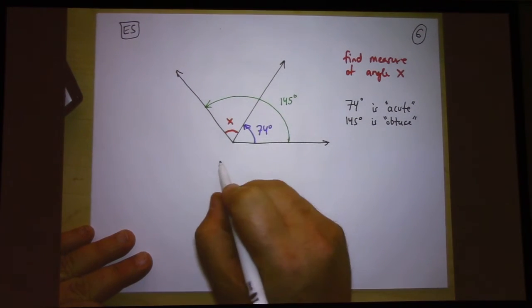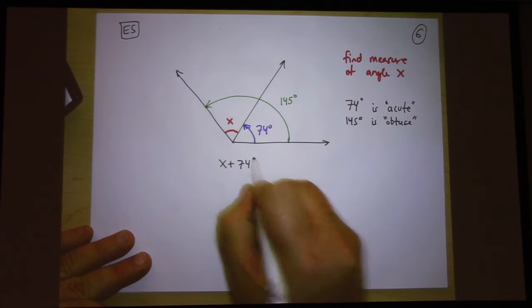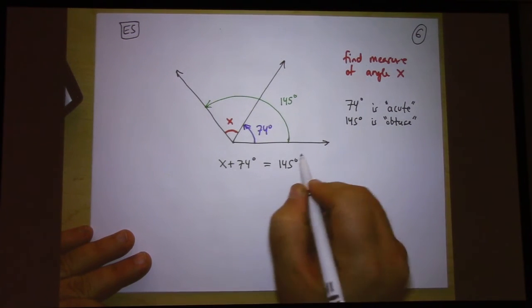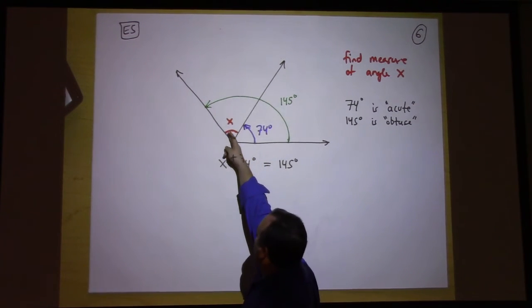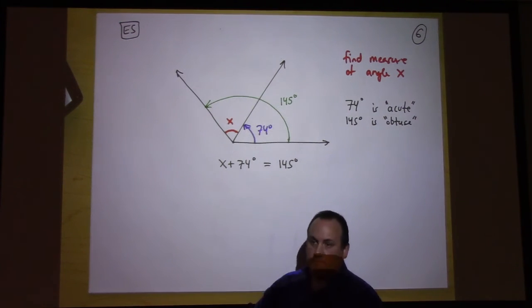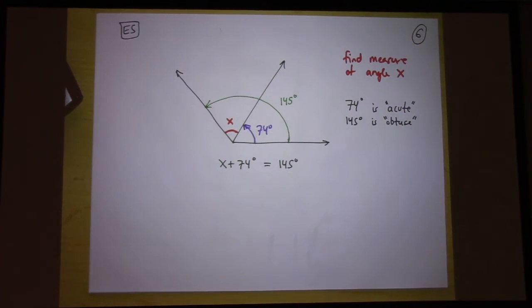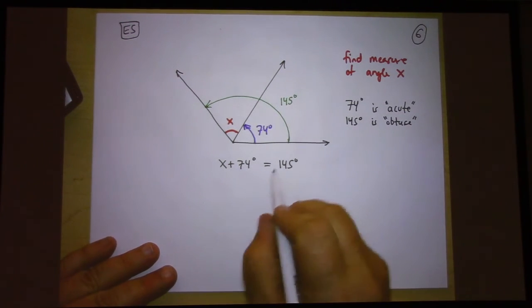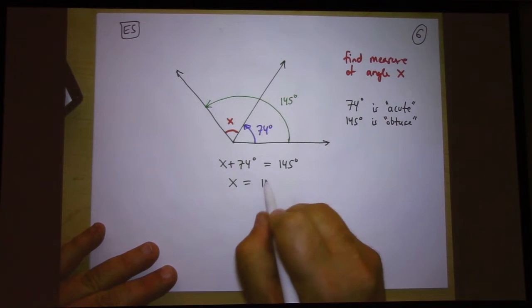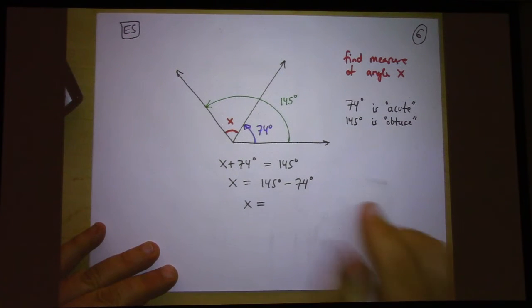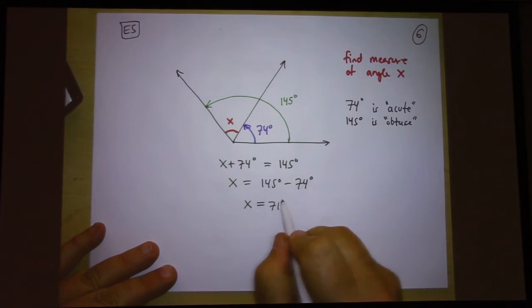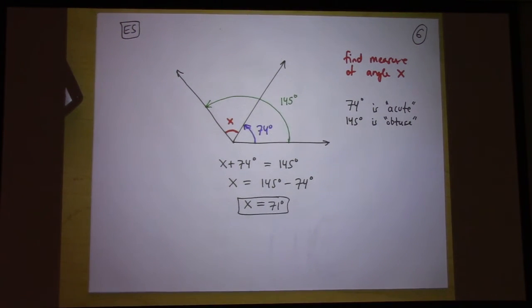We've got x plus 74 equals to what? 145 degrees. Do you guys see that? So if we sweep from here to here and then from there to there, it's the same as sweeping all the way. So that gives me 145 is x plus 74, which gives me x is equal to 145 minus 74, which is what? 71 degrees. So that's like number 3 in the homework from week 12, yeah?